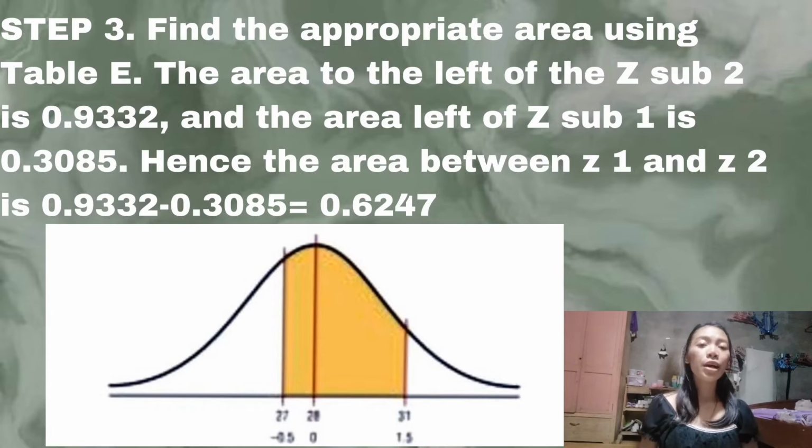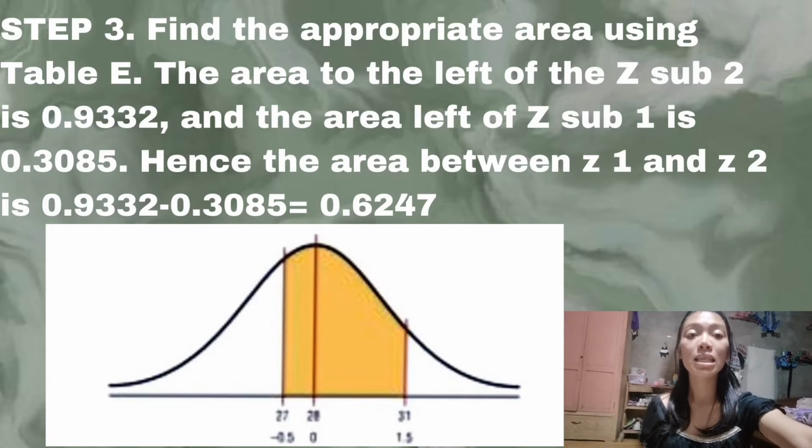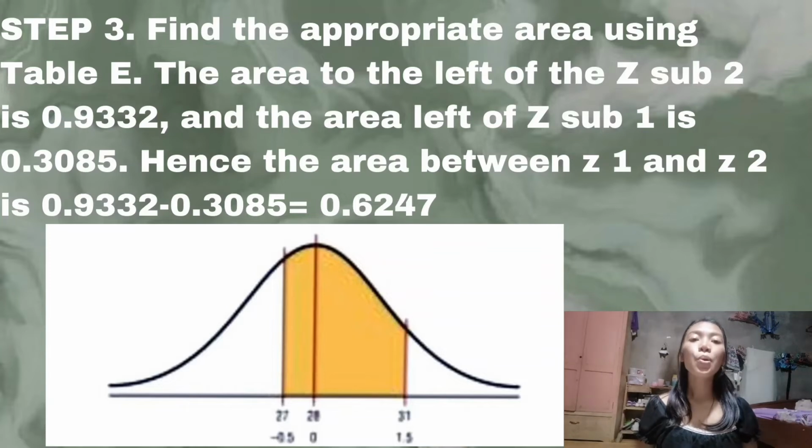Step 3. Find the appropriate area using the table E. The area to the left of z sub 2 is 0.9332 and the area to the left of z sub 1 is 0.3085. Hence, the area between z sub 1 and z sub 2 is 0.9332 minus 0.3085 equals 0.6247. Class, to get the final area, subtract z sub 1 from z sub 2.